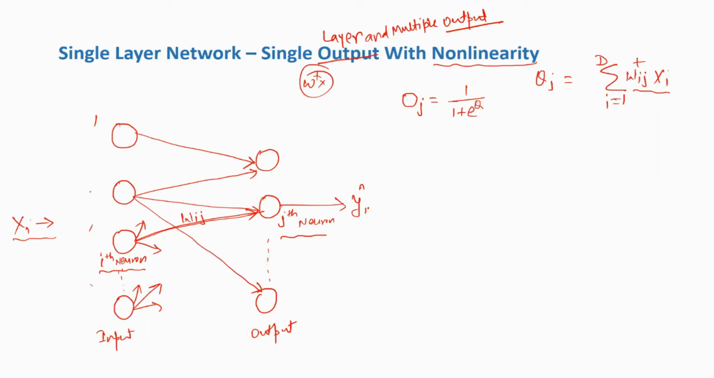D means what? All the input features. D is the dimension of the feature vector, right? So this output oj is given by 1 by 1 plus e to the power minus theta j, and this theta j is given by this value. Now, according to that, we can also have the loss function as 1 by 2 summation of j equals 1 to m of oj minus tj, and we're taking the square. Same thing. oj is nothing but the output, the predicted output at the jth node, and tj is the actual output at the jth node.